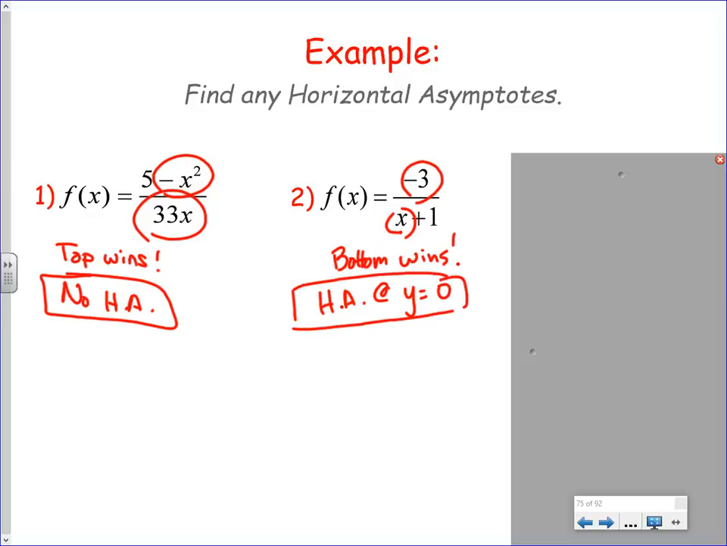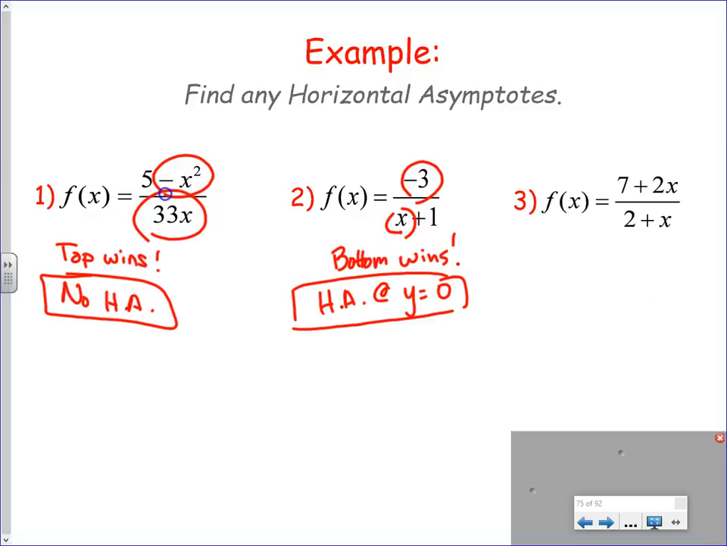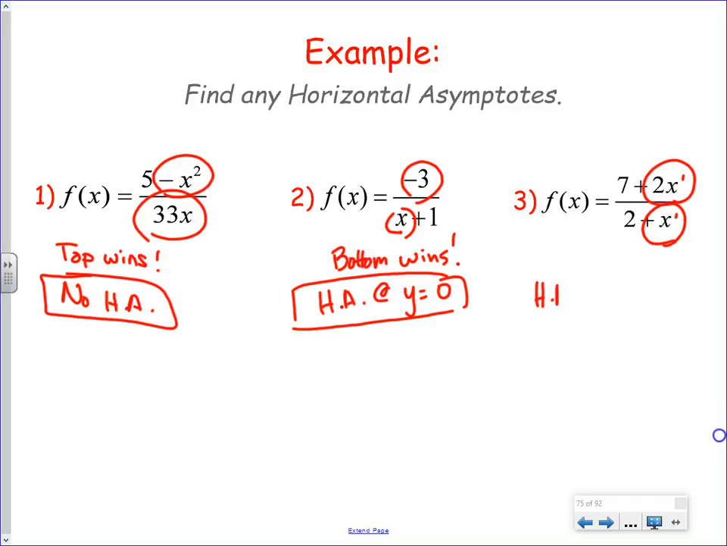Right? So as you go to the right, to the left, this thing's getting closer and closer to 0. Last one. He's the one we just saw a little while ago. Who wins? No, not the degree. Who wins the degree? They're equal. They tie. They both have x to the first power. They tie. But he's still pulling them down. So there's still going to be a horizontal asymptote, but a horizontal asymptote at 2/1.